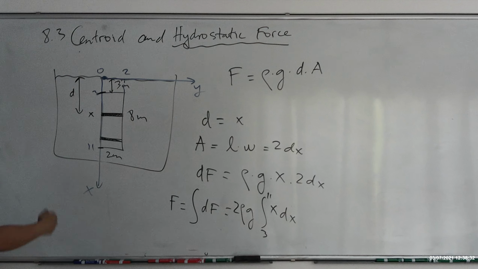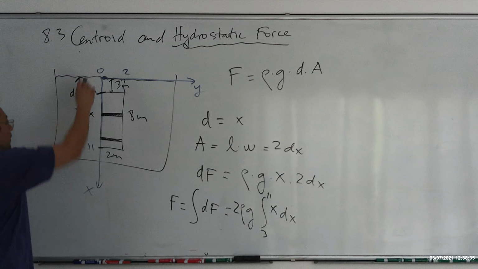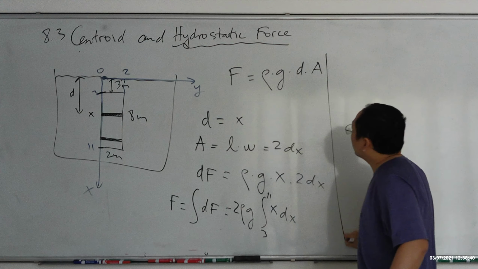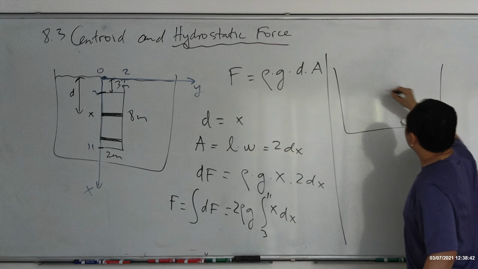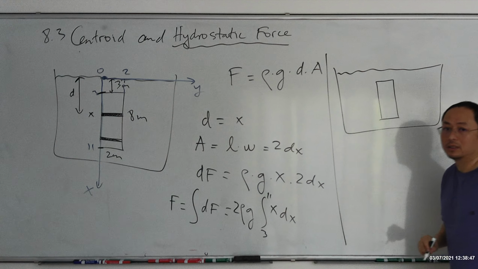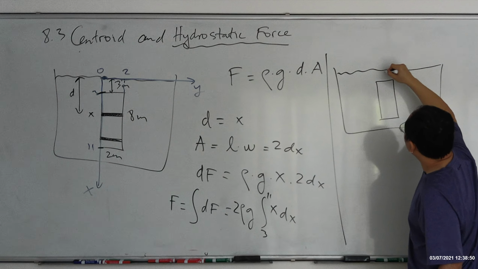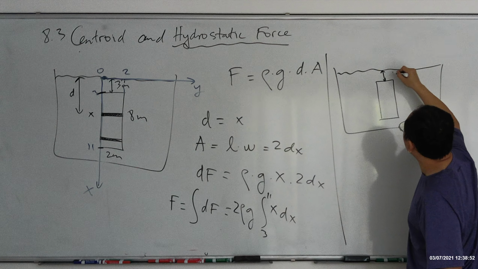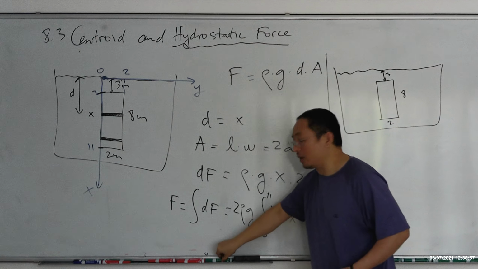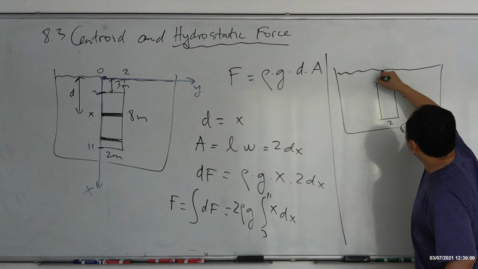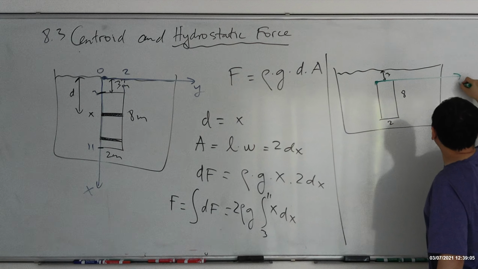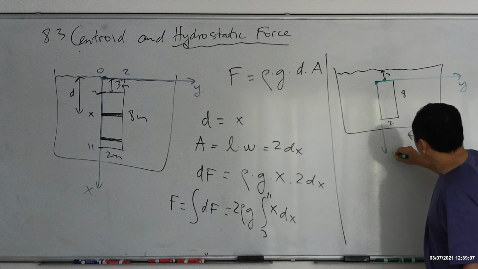Okay. Now, let me redo the same problem. This time I want you to use a different coordinate system. You guys can see what happened. Let me redraw the picture right here. Okay, this is the surface of water. This is the object, okay? And the distance from here to here is still 3 meters. This is 8 and this is 2. Now watch me. I'm going to choose the origin of my coordinate system right here. Okay, so this is my y-axis and this is my x-axis.